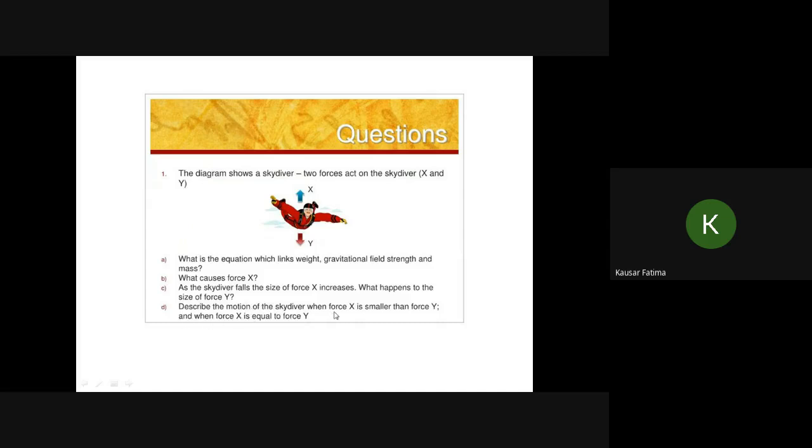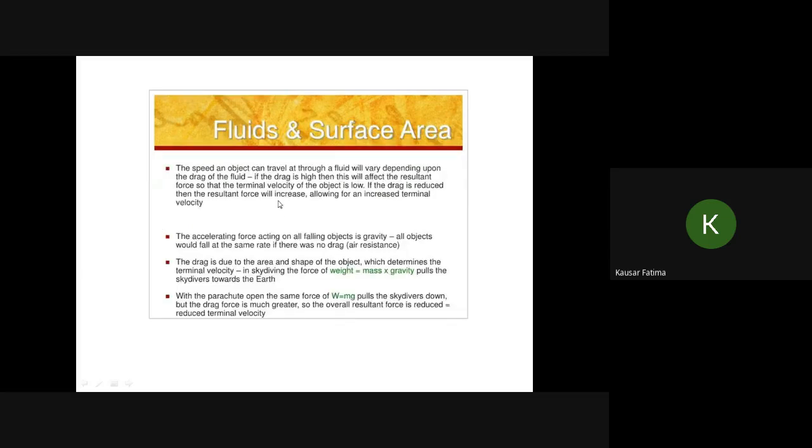Describe the motion of the skydiver when force X is smaller than the force Y, and when the force X is equal to the force Y. And I'm adding here one more, when the force X is greater than the force Y. Okay, now this is the fluid part. Surface area and speed of the object matter as they fall through any fluid, meaning any liquid or gas. A drag force acts. Drag force, that is again liquid resistance or air resistance, acts in the opposite direction to that of the motion. So here the resultant force will be the difference of the two forces, weight and the upward drag force. If the two forces are equal, terminal velocity will be achieved. That terminal velocity depends upon the surface area of the body as well as the density of that fluid.